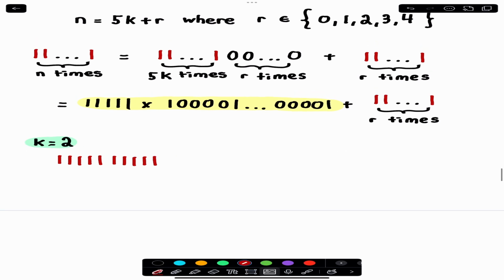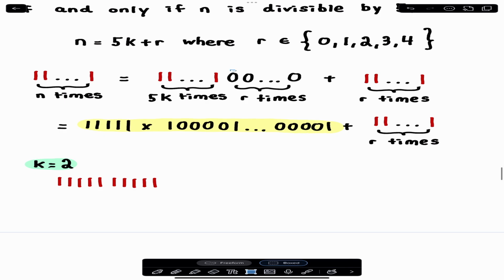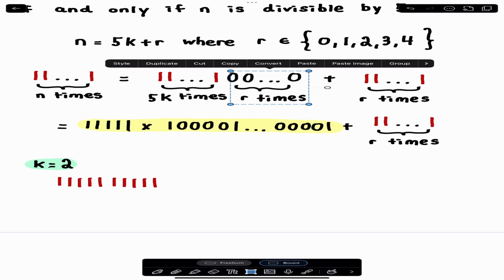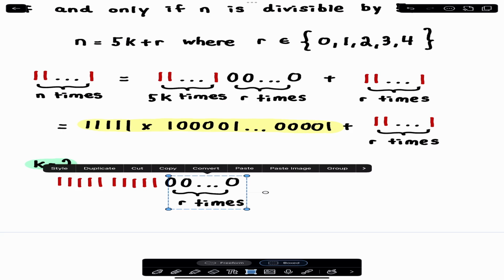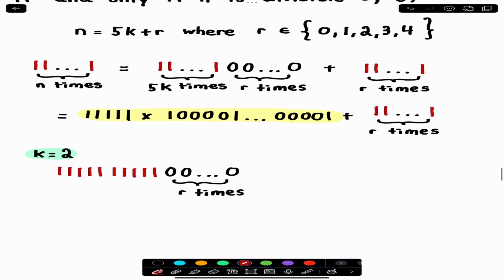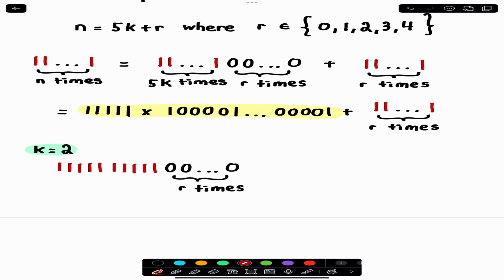So there will be 10 copies of this one, and we still have our R copies of 0. And I'm just going to ignore this for now. That's not really important. This is the important part, because as you can see, this part stayed the same at the end. So that's not what we're really concerned with.